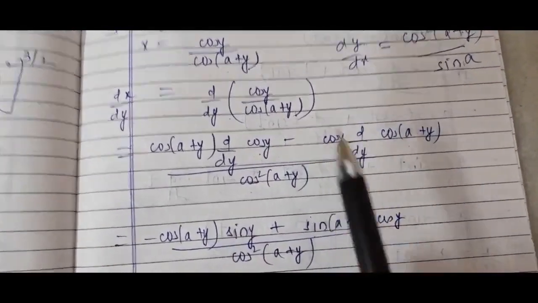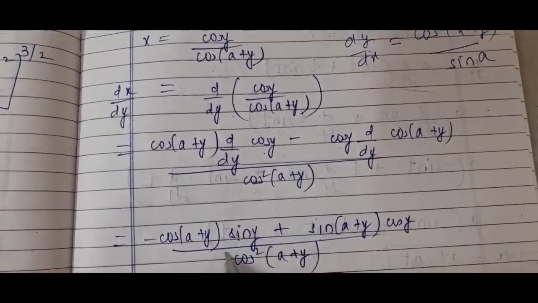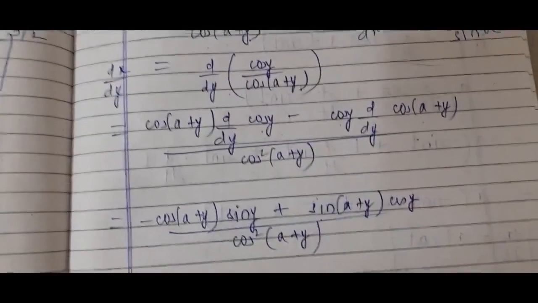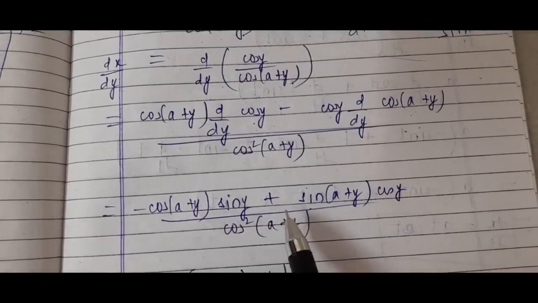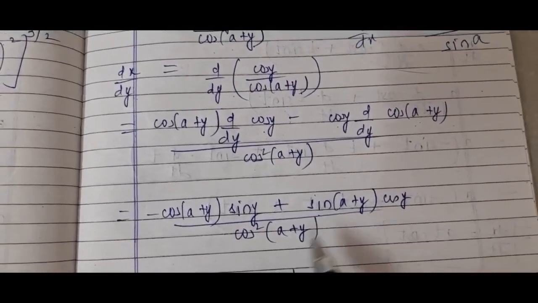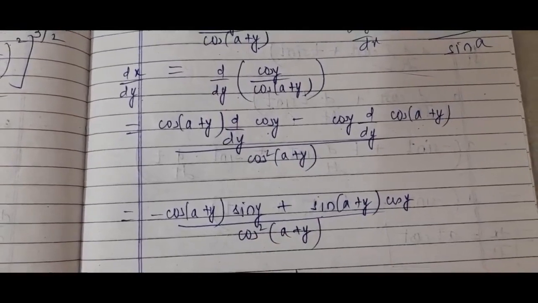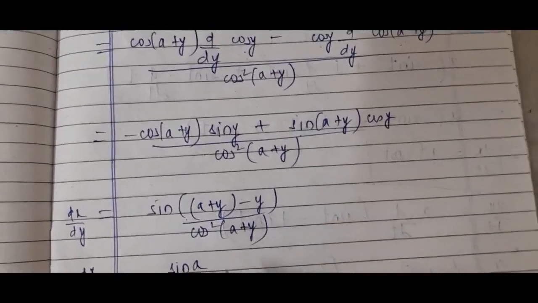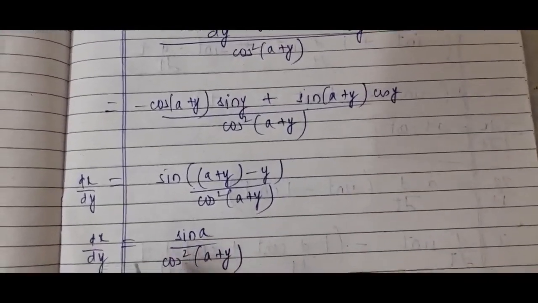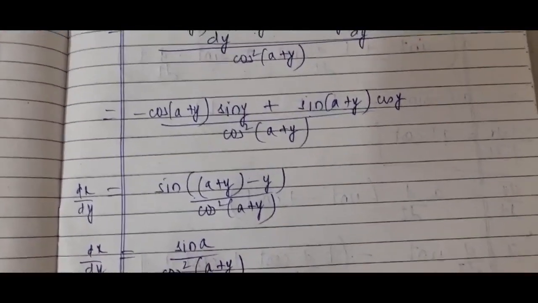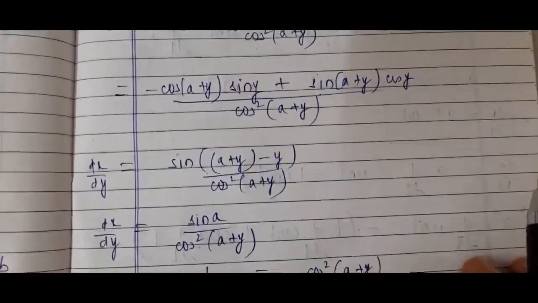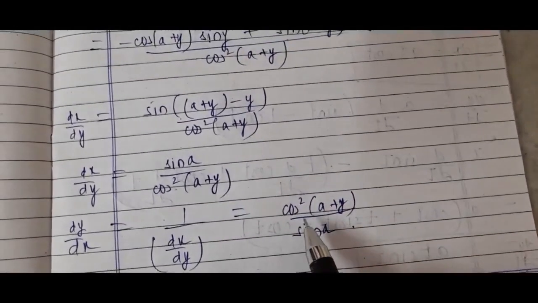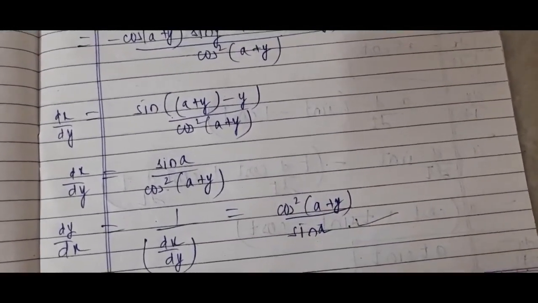So here we'll get the plus sign. Minus of cos(a+y) into sin y plus sin(a+y) into cos y upon cos square(a+y). Now if you see carefully, this is the formula of sin a cos b minus sin b cos a, which is the expansion of sin(a−b), that is sin(a+y−y) upon cos square(a+y). So we get dx by dy equal to sin a upon cos square(a+y). Now dy by dx will be 1 upon dx by dy. So we get cos square(a+y) upon sin a.